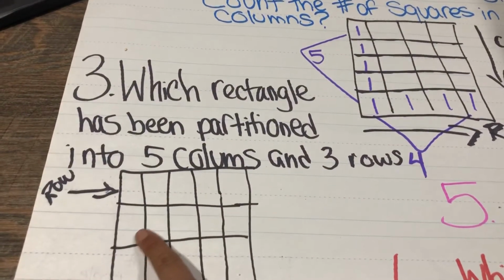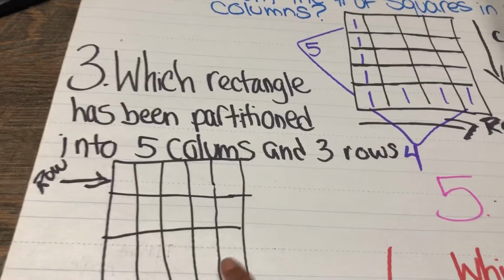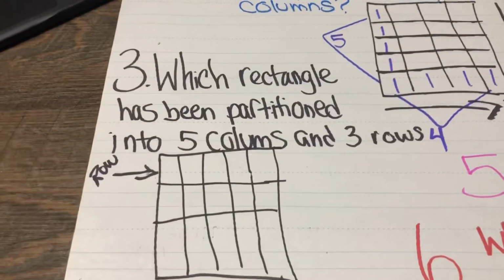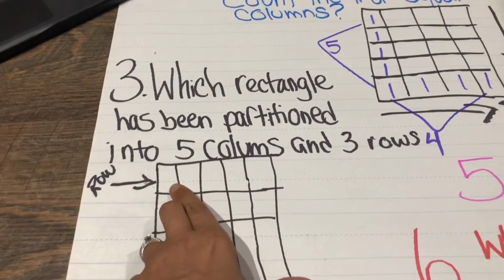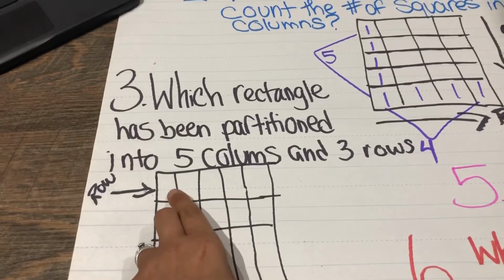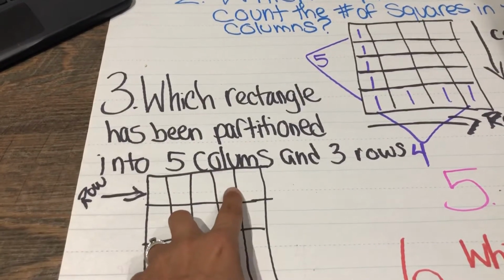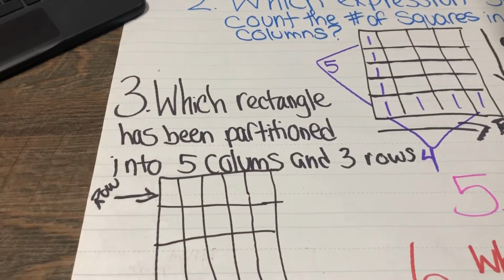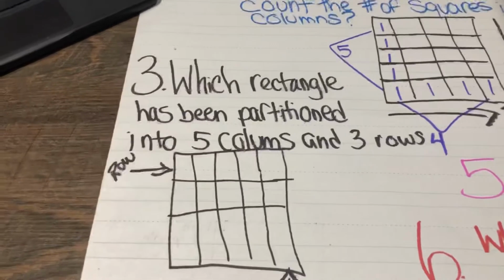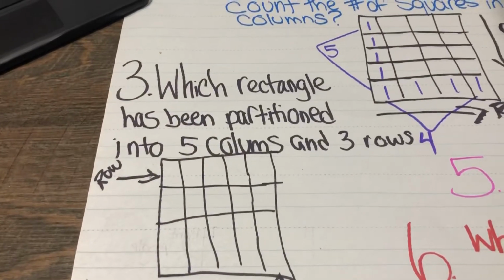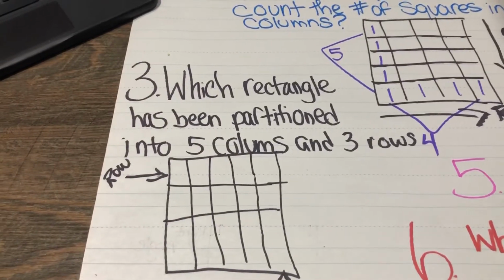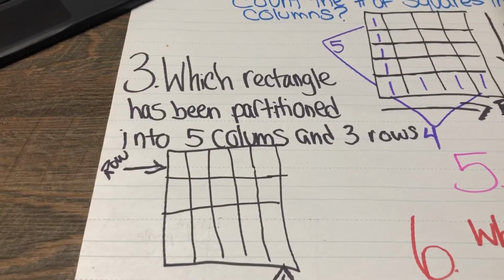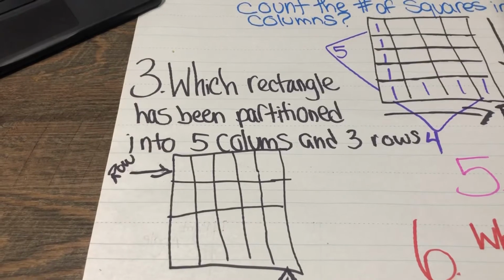1, 2, 3. For those smarty pants out there, I'm going to give you a trick. If there are 5 columns and 3 rows, you can use multiplication. You can do 5 times 3, and you get 15. Just a hint for next year on that one.